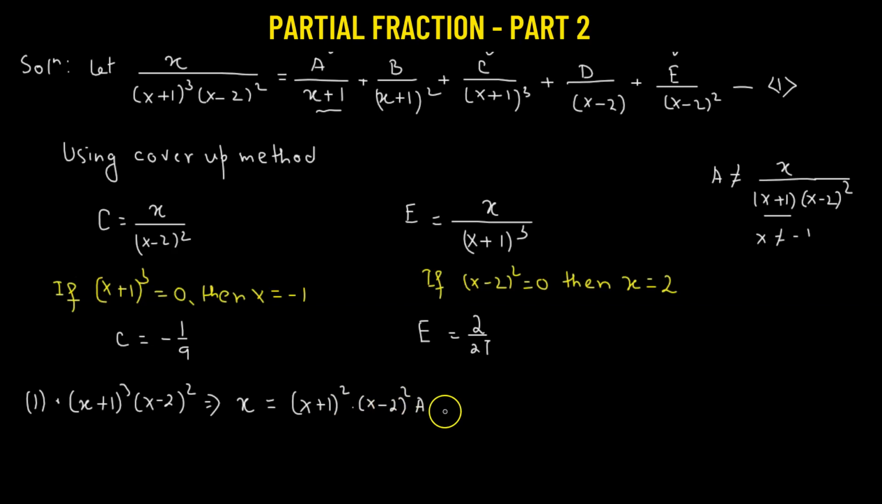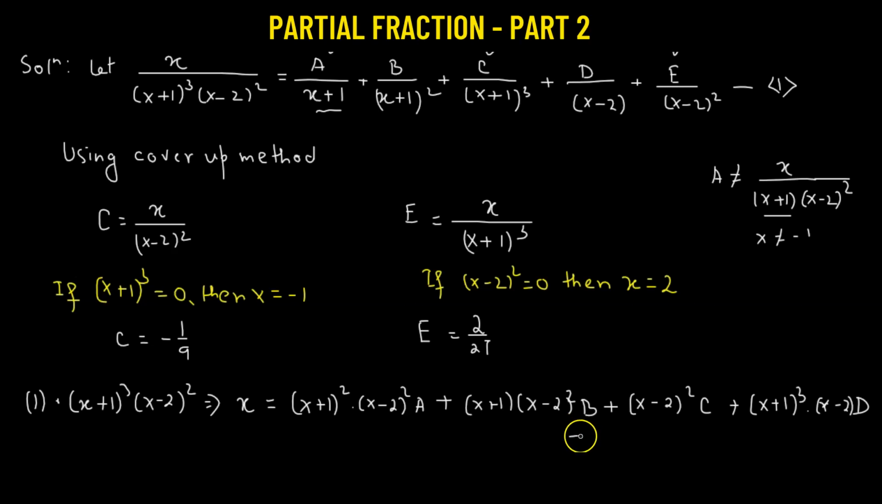This is going to be the first term. The second term is going to be (x plus 1) multiplied to (x minus 2) whole squared times b. The third term is going to be (x minus 2) whole squared times c. The fourth term is going to be (x plus 1) whole cube multiplied to (x minus 2) times d, and the final term is going to be (x plus 1) whole cube multiplied to e. So let's label this as equation number 2.